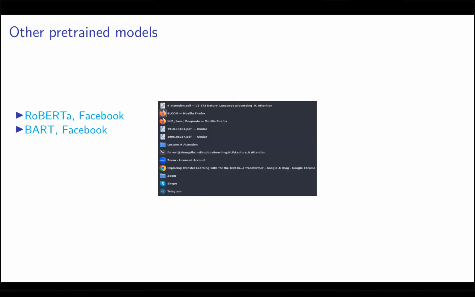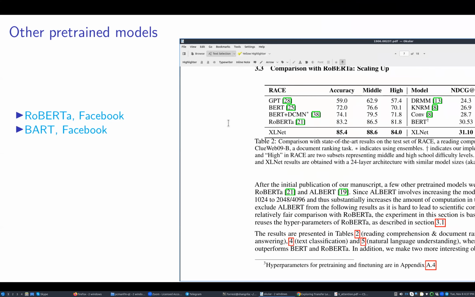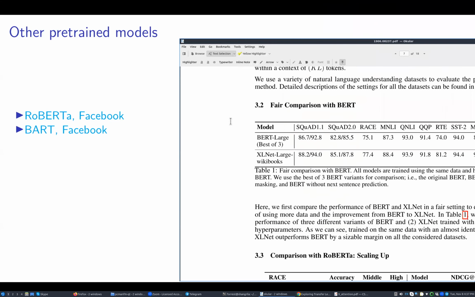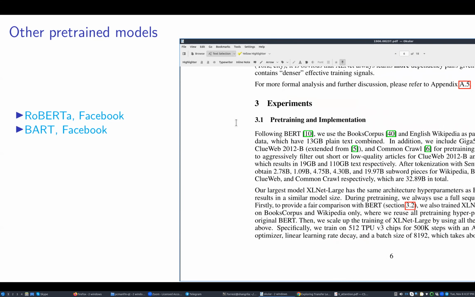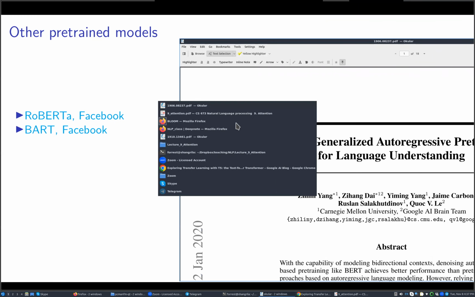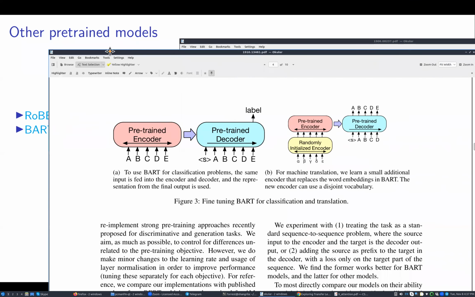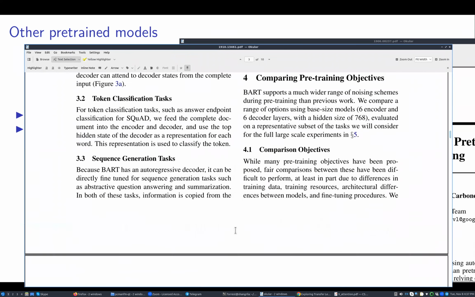Next, I want to tell you about a model called XLNet. It's also made by Facebook, but it's kind of interesting. First of all, let's see the architecture, and I bet once you see the architecture, you can get it. Here is the comparison with RoBERTa. This is the paper. This is XLNet, I opened the bottom. Here we go. This is XLNet's model.